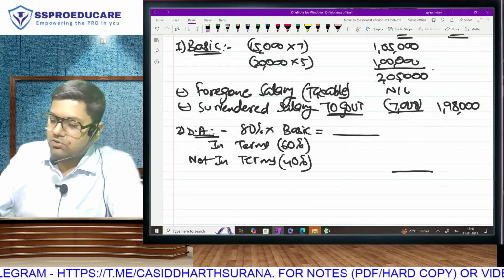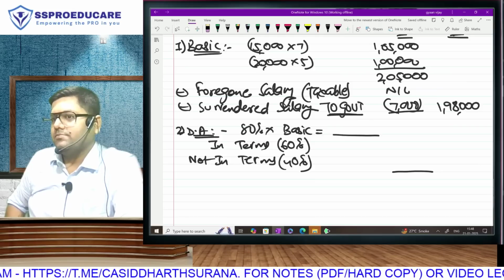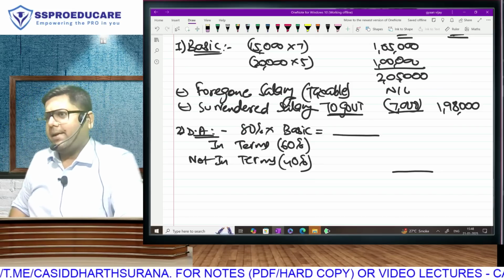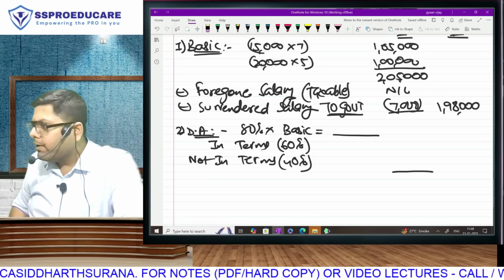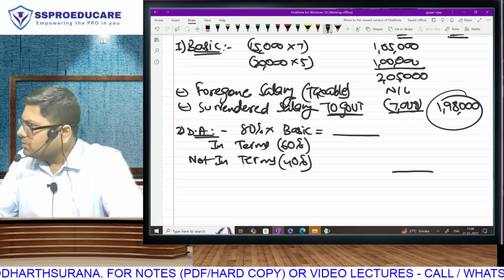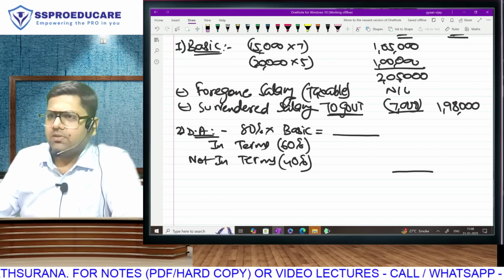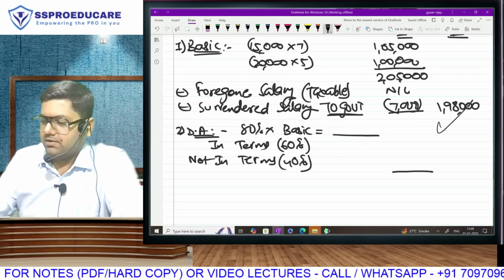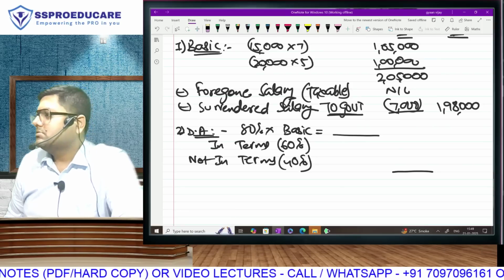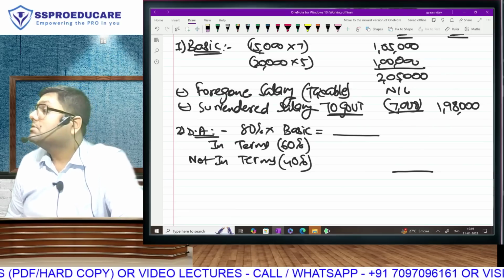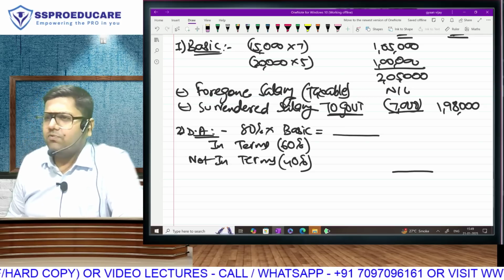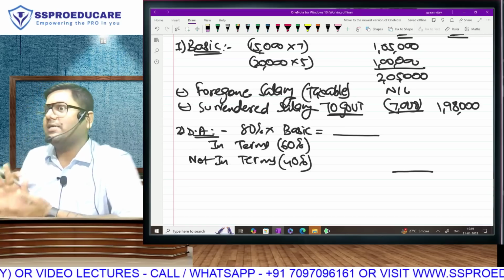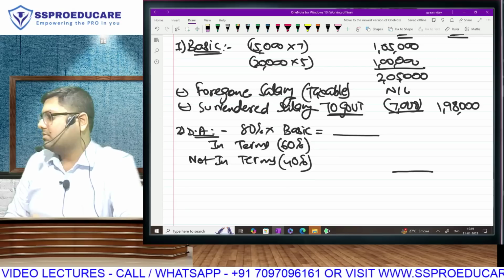You are going to take 80% of 198 or 205? 205. Here you are showing 198. Still 205. Why? Basic salary here is 198. Give me a better reason. See, what you are doing is not what I am asking. I am asking why 205? Give me the reason. Why not 198?